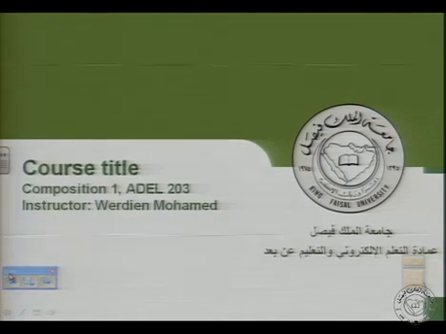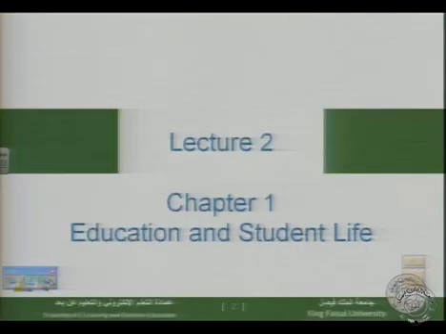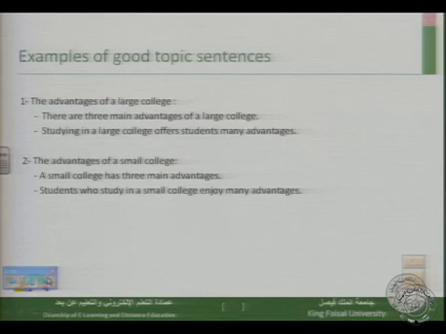Today we are going to start our second lecture, Lecture 2. So here, Lecture 2, we are going to continue with Chapter 1, Education and Student Life. If you remember last time in Lecture 1, I gave you a homework. It was to write a topic sentence on the topic you chose. You remember we had two topics. The first topic was the advantages of a large college, and the second was the advantages of a small college.